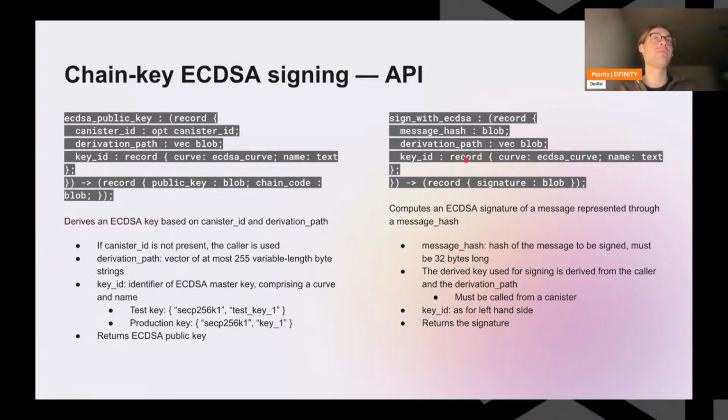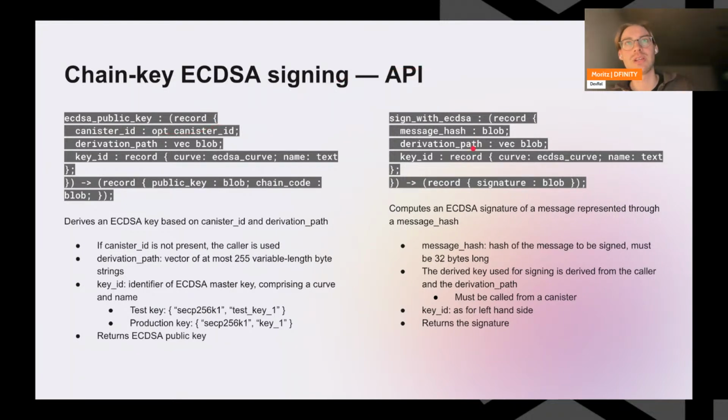And this is the API for ECDSA. It's a bit dry. On the left-hand side, this can be used to derive an ECDSA public key, of course. And on the right-hand side, this is used to create an ECDSA signature. On the left-hand side, maybe important to highlight is that here you can provide a canister ID. That's basically the address of a smart contract as an argument. So if you are the developer of a smart contract, I can, of course, see what's the ECDSA public key of your canister.